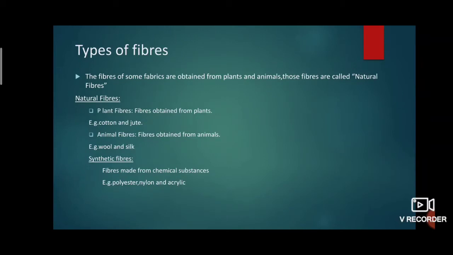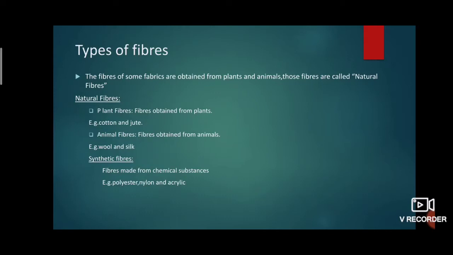The next thing is types of fiber. The fibers of some fabrics are obtained from plants and animals. Those fibers are called natural fibers. Natural fibers include plant fiber. First one is plant fiber. Fiber obtained from plants is called plant fiber. Examples are cotton and jute. Then animal fiber. The fiber obtained from animals. Wool and silk are animal fiber.